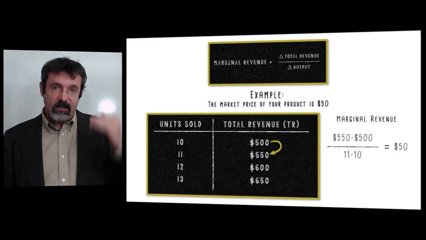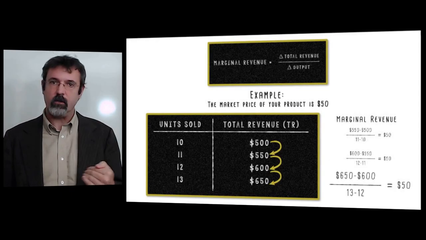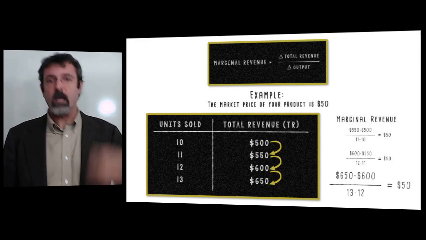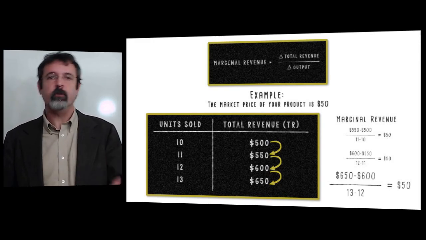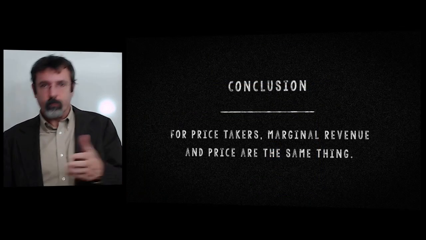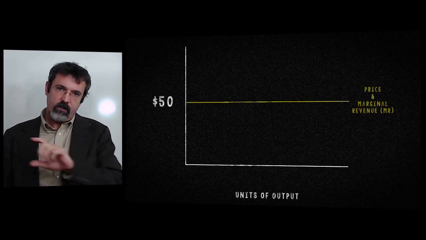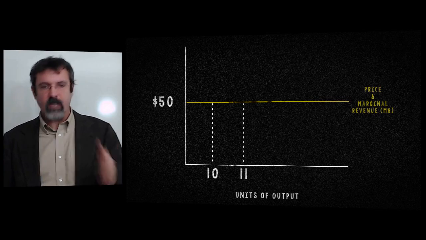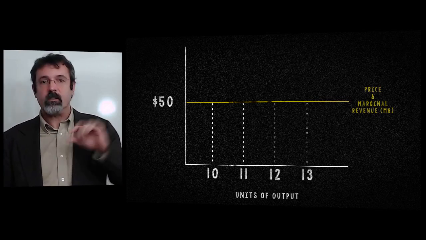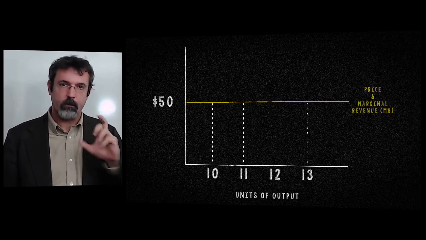So that 11th unit earned you $50, the 12th unit earned you $50, and the 13th unit earned you $50. And this makes sense because the price of your product is $50, so every unit you sell should earn you $50. So the conclusion here is that for price takers, price and marginal revenue are the same thing. And you can see this graphically when you see the output that the firm produces, 10, 11, 12, 13, and the marginal revenue is the same as the price of $50. So this is what a competitive firm looks like, a price taker.